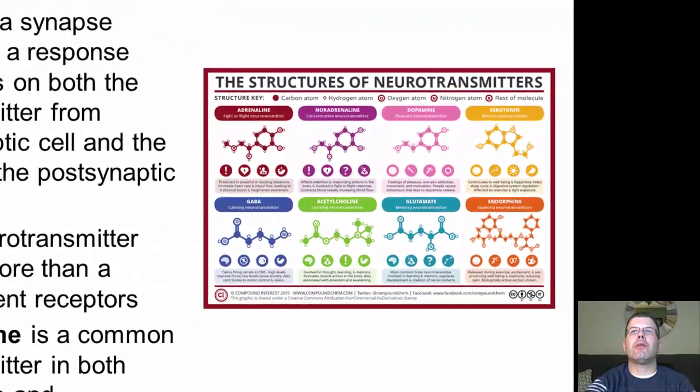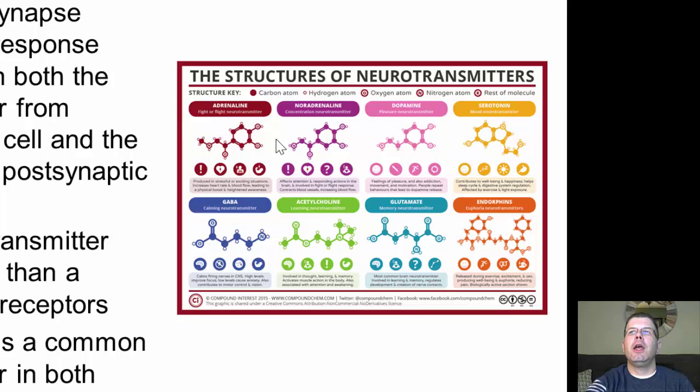And here's just a list of some of the structures of neurotransmitters. You can see they're very similar in structure. A lot of times they have these ring structures that would allow them to bind to the receptors. And again, a lot of these are positive in what they do. And then you also have some amino acids and some other proteins that will do some of the same things, but very similar structures in these neurotransmitters.